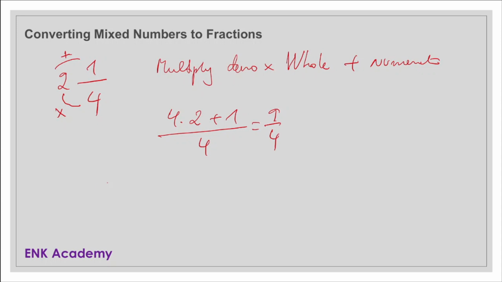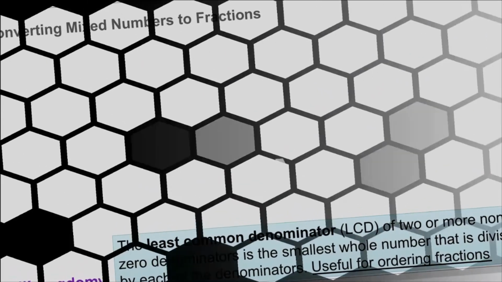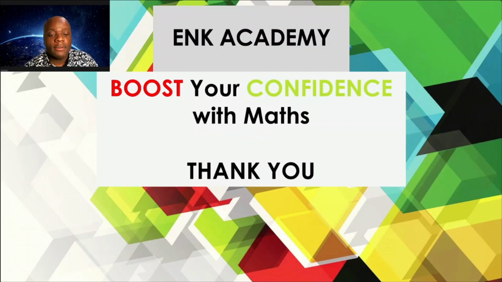If we have, for example, 5 and 3/4, we first multiply 4 by 5, which is 20, plus 3, that will be 23 over 4. And this topic should conclude the introduction to fractions, and then more advanced elements will come later.